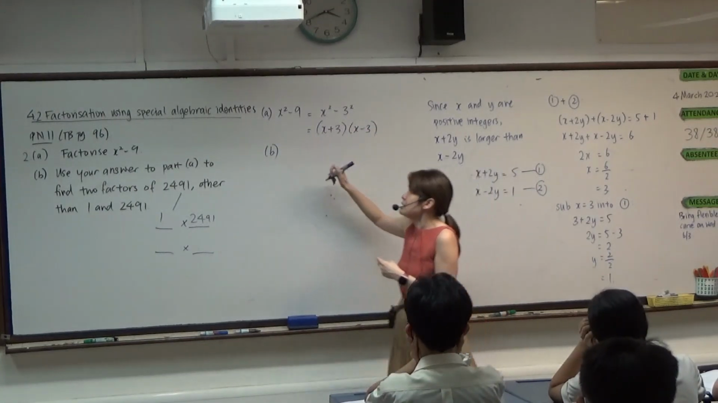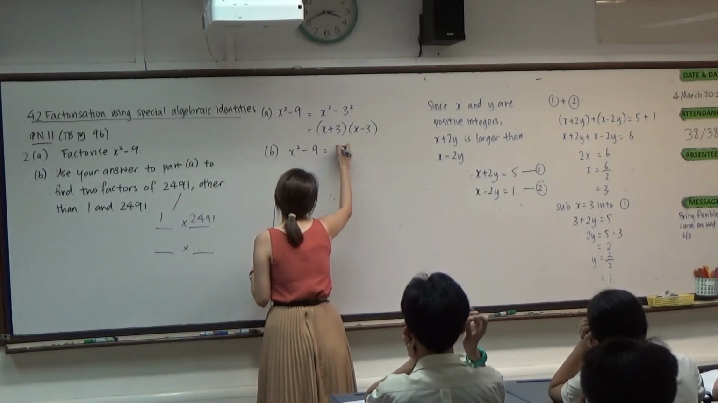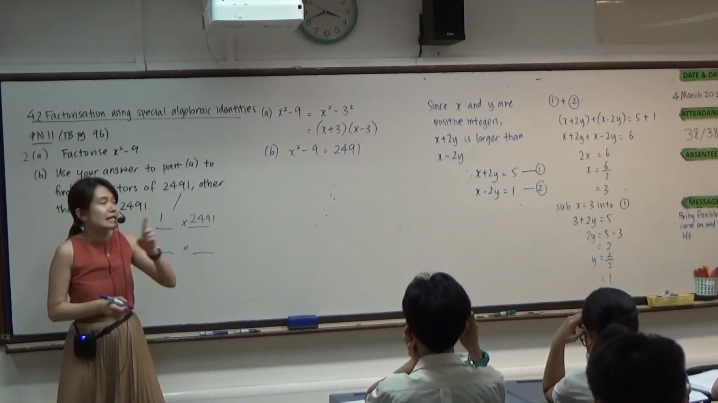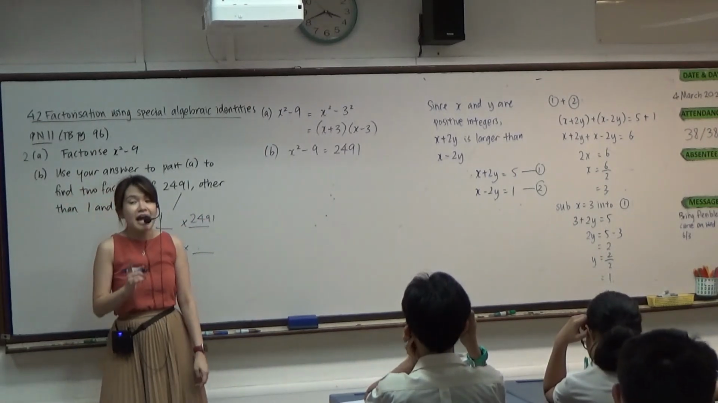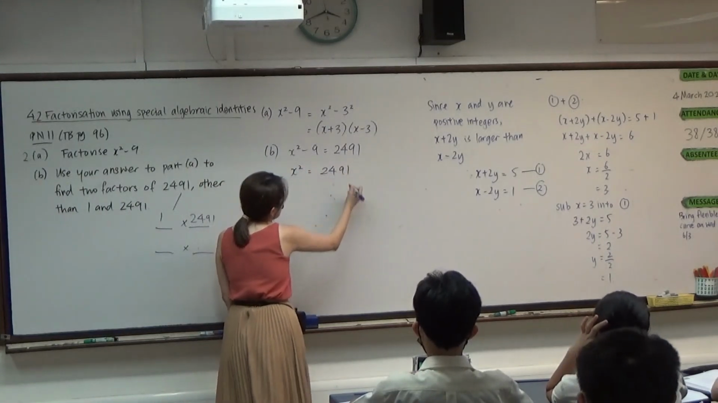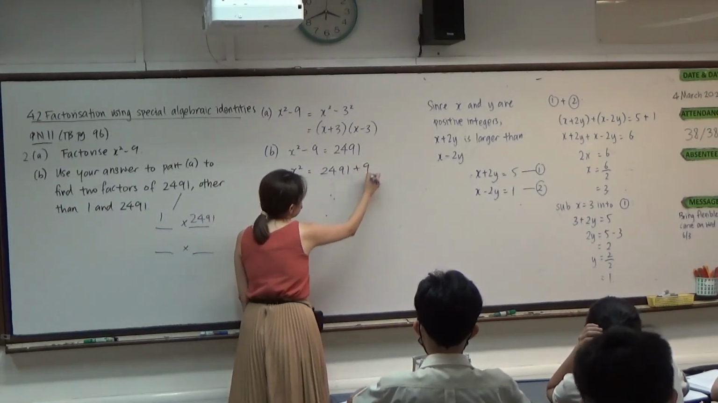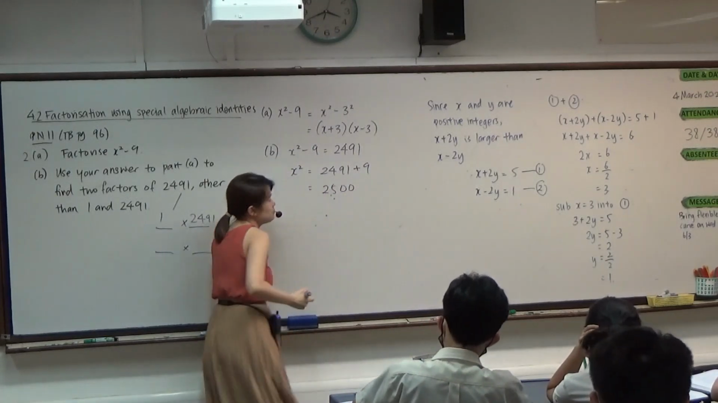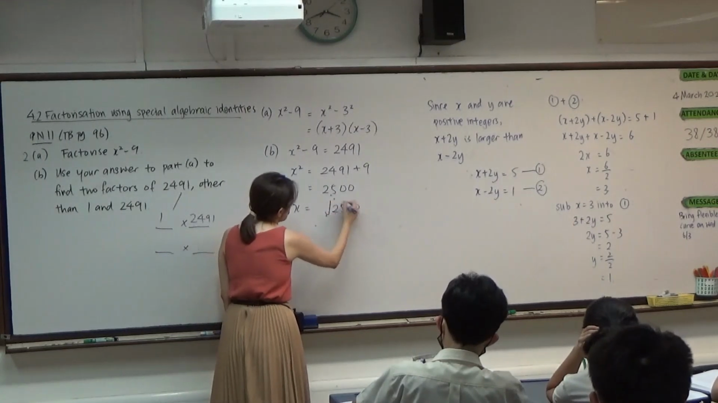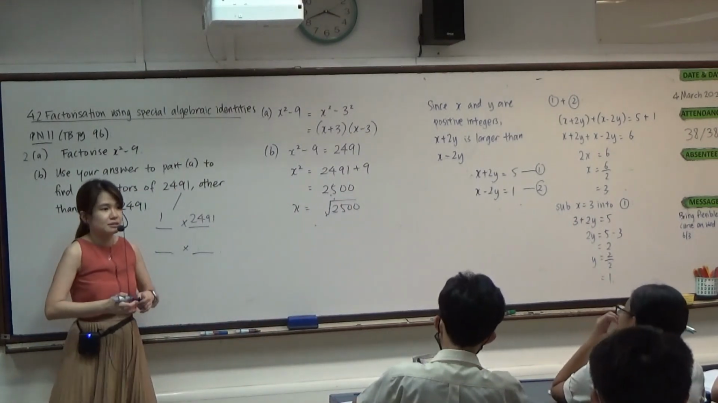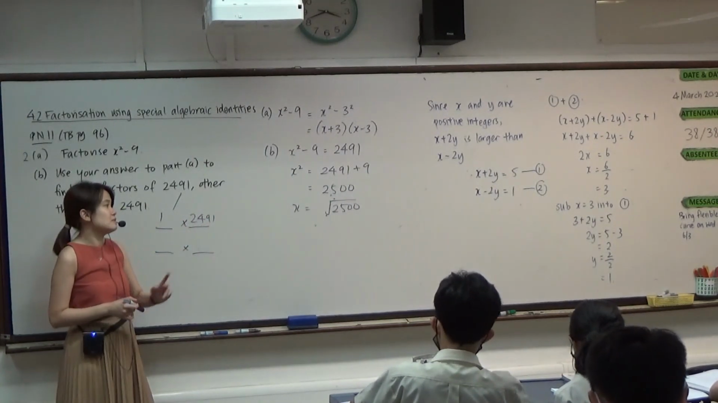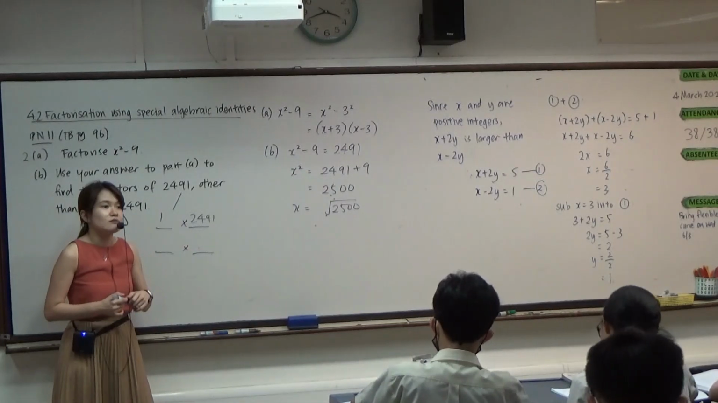We are trying to find the number as a whole here. So x squared minus 9, if I let it equal 2491, I can solve this to find the value of x. So x squared equals 2491 plus 9, which is 2500, and I can find that x equals the square root of 2500. Am I right?